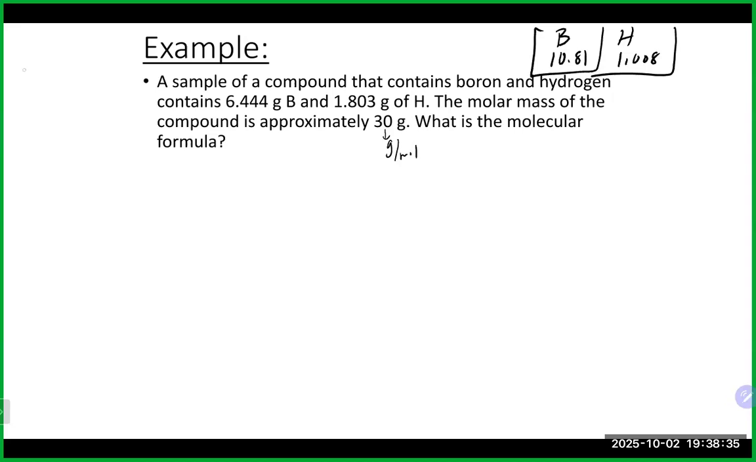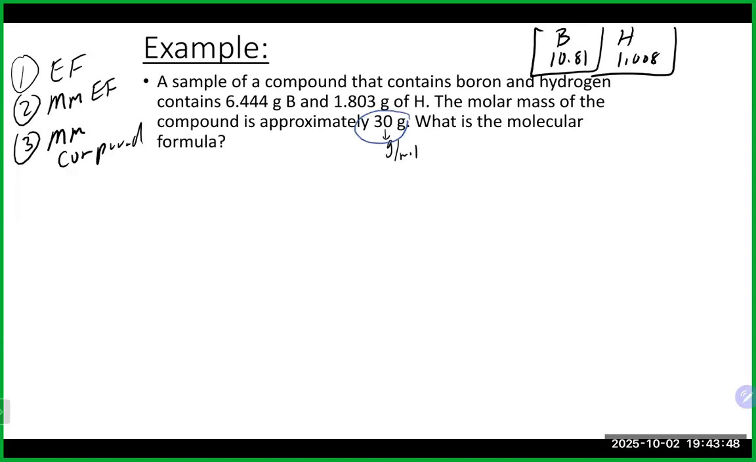So again, a reminder, three things that you need to calculate the molecular formula: the empirical formula, the molar mass of the empirical formula, and the molar mass of the compound. In this case, we aren't given the percentages. We're just given the grams, so no big deal. We could just roll with the grams. We are not given the empirical formula here, so we do need to calculate it. We are given the molar mass of the compound, which is one of the three things that we need. So we're just going to start with an empirical formula here.